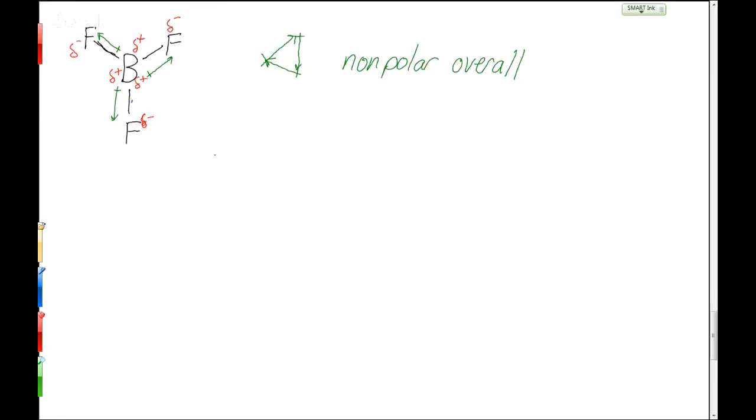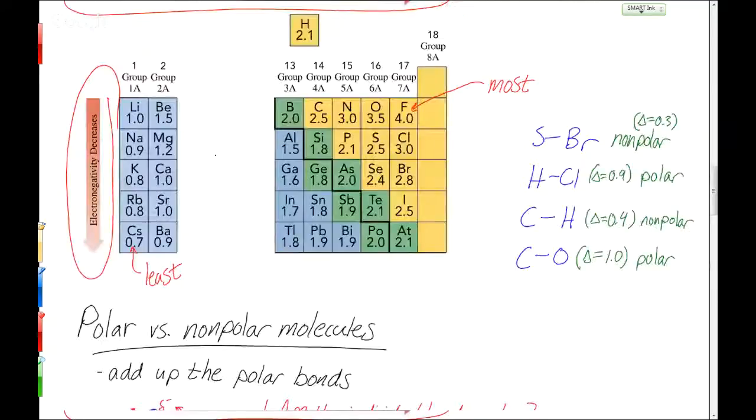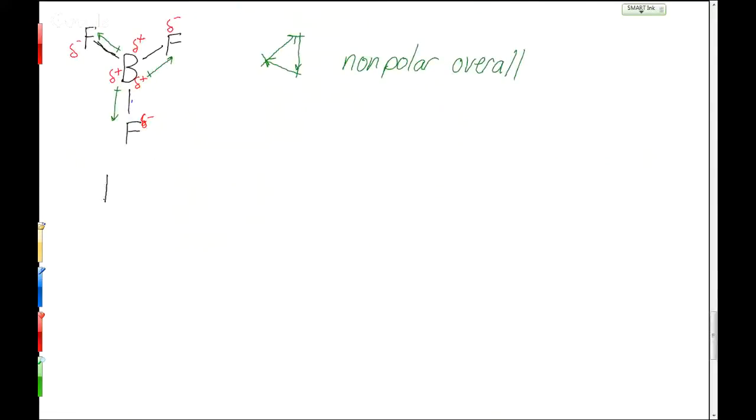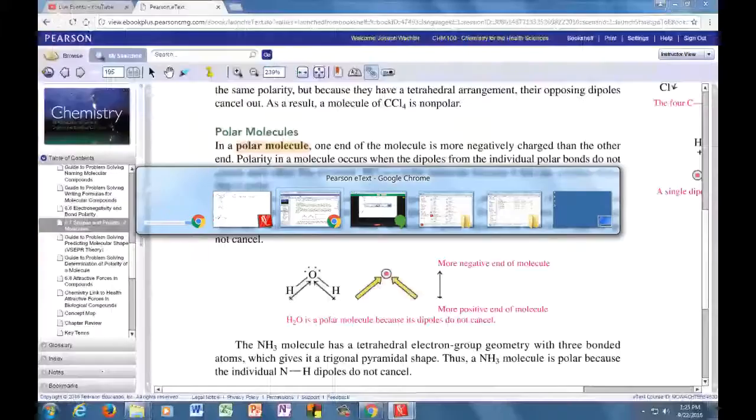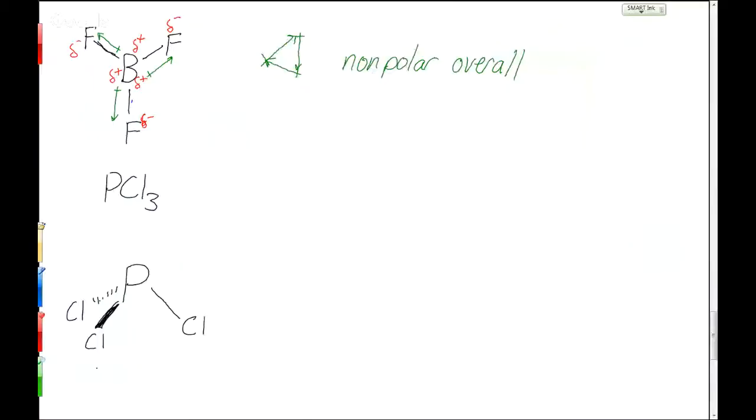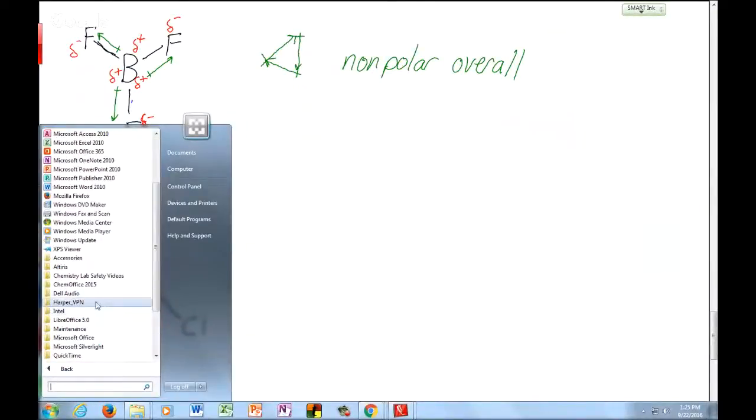So let's look at another example like that. We'll look at PCl3. That's going to be a phosphorus with 3 chlorines. And the way that it is distributed, I'm going to try to draw this as best I can. We're going to use this notation where the thick line means it's coming out at you, and the dashed line means it's going back. So that can be a little bit hard to see. Let me pull up another program that will help us look at that.